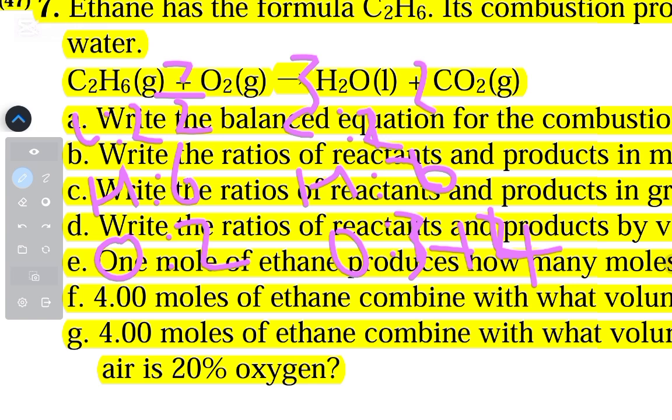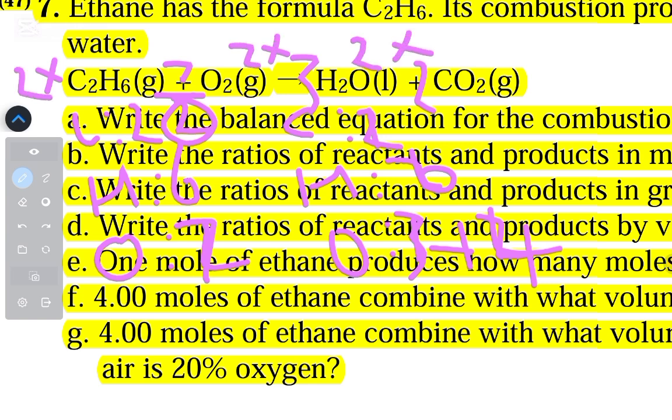then we're going to have to multiply everything by 2. Because at this point 7 over 2 times O2 will give you 7. But then if they're going to want it in whole numbers, we can just multiply everything by 2.